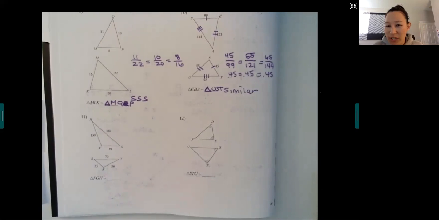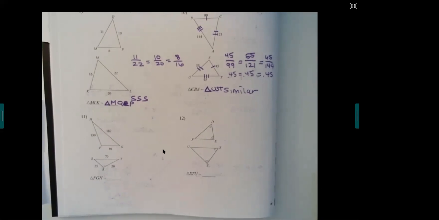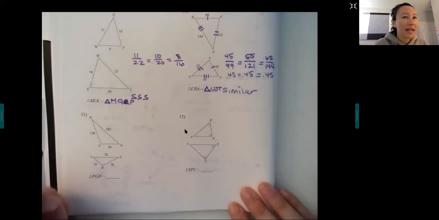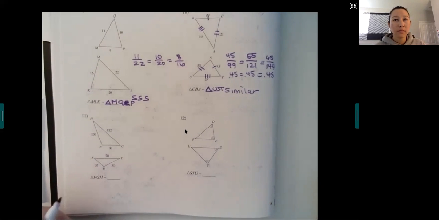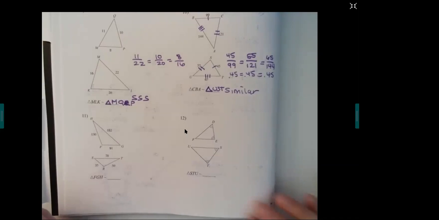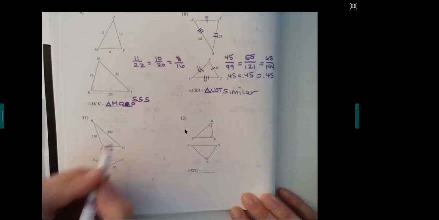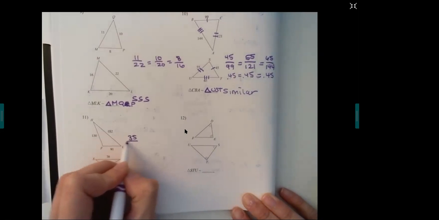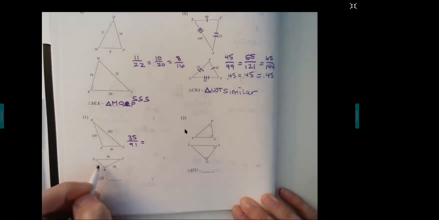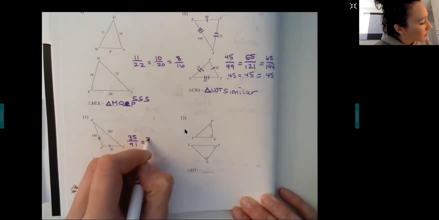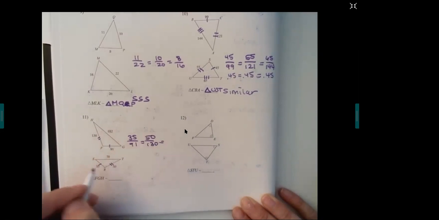What my order changed. I think, Rick, did you have 11 and 12? I had it. Okay, go ahead, Jade. I was kind of confused, but I got 35 over 91, 50 over 130, and then 70 over 182. And that's how far I got.